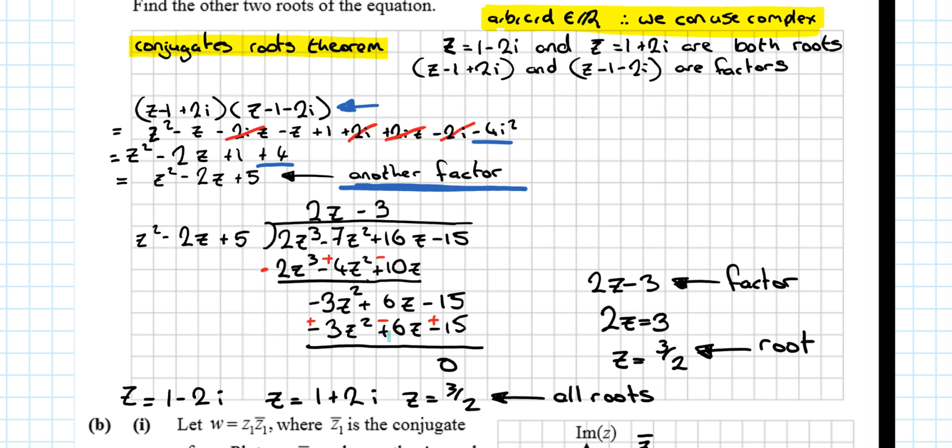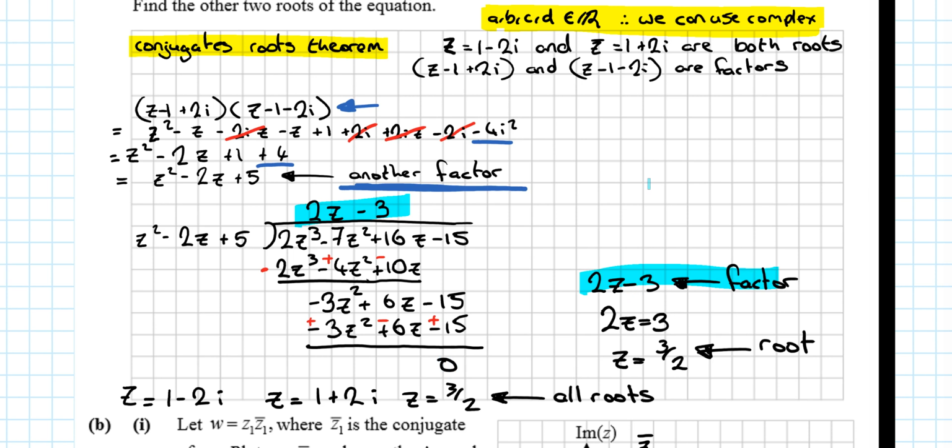Minus 3 by minus 2z is minus by minus is plus, 2 by 3 is 6, and reverse z. Minus by plus is minus, 3 by 5 is 15. Change all the signs and it cancels down to 0. As it goes in evenly, as we get a 0 at the end, that means that this is a factor.